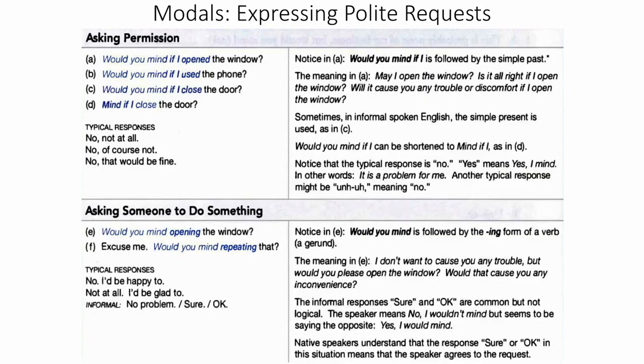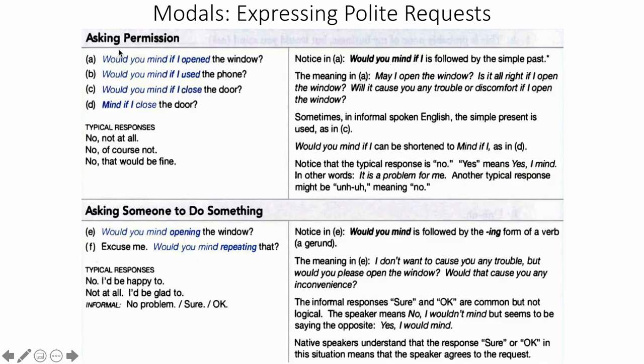Now we continue with the next chart, which talks about expressing polite requests. If you want to request something, again asking for permission, you can use the modals would you mind if I open the window. So here we are using the polite request with the use of another type of modal, which is would you mind. So expressing polite requests using would you mind, and here we have to be careful about this because there are two ways of using it.